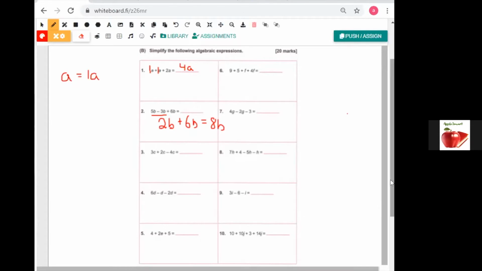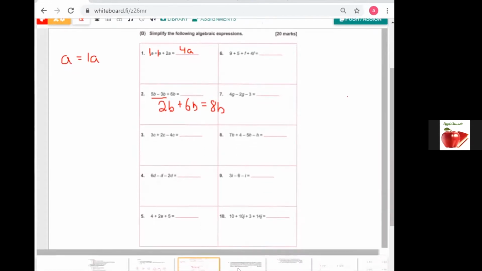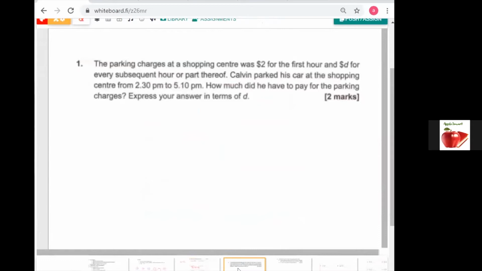And so I can switch to a word problem. Those are also very important. It says, the parking charges, and I would have a student read this question. I don't like to read, I like to have my students participate. The parking charges at a shopping center was $2 for the first hour, and some dollars, it doesn't say how many, every subsequent hour or part thereof.